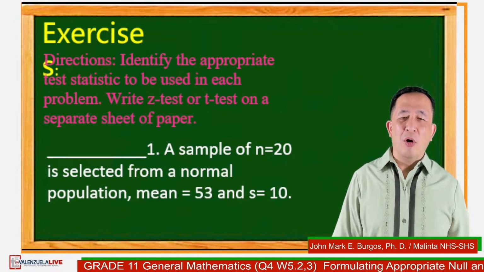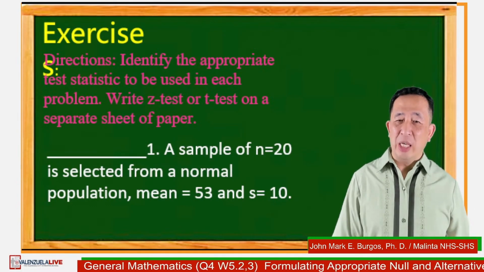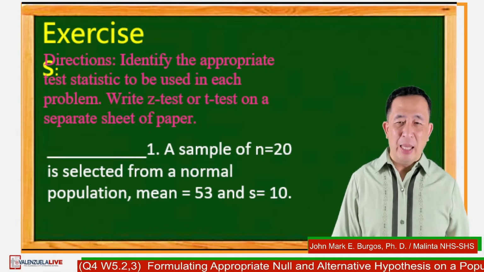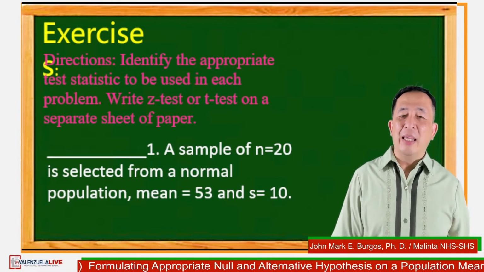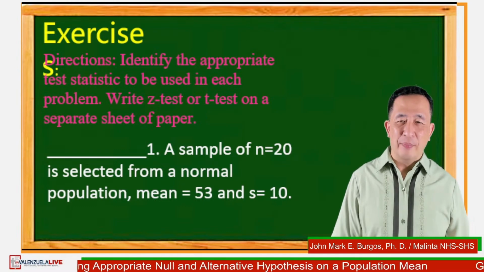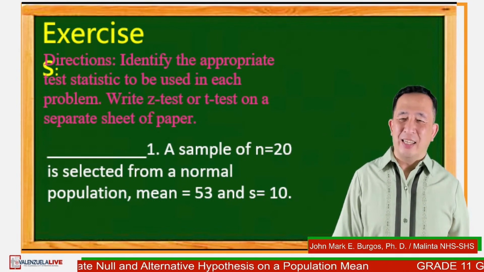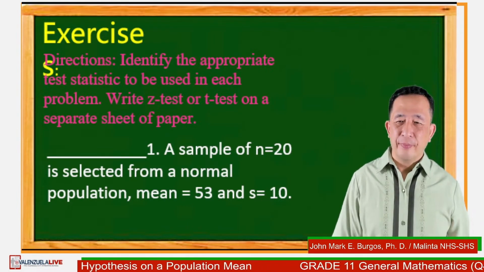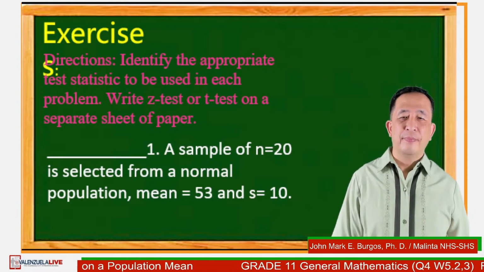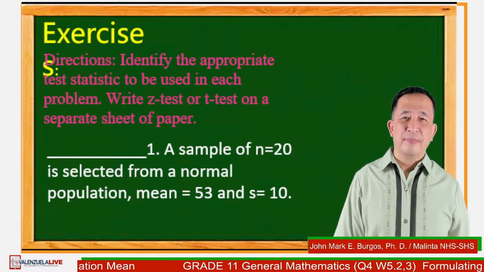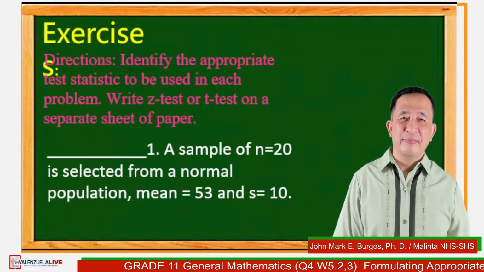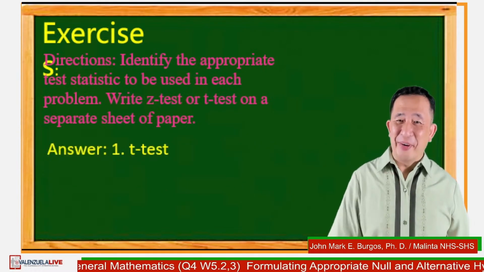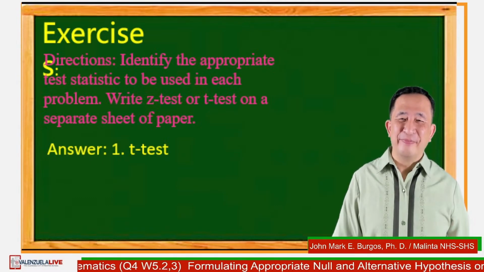A sample of n equal to 20 is selected from a normal population with mean of 53 and a standard deviation of 10. So what test statistic is to be used? 10 seconds. Okay, do you have the answer? Yes, you're correct. It's t-test.